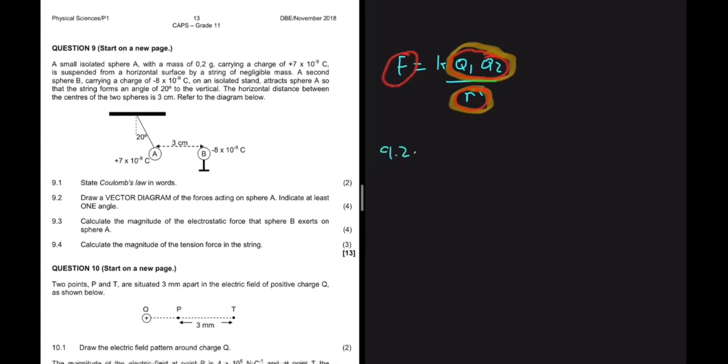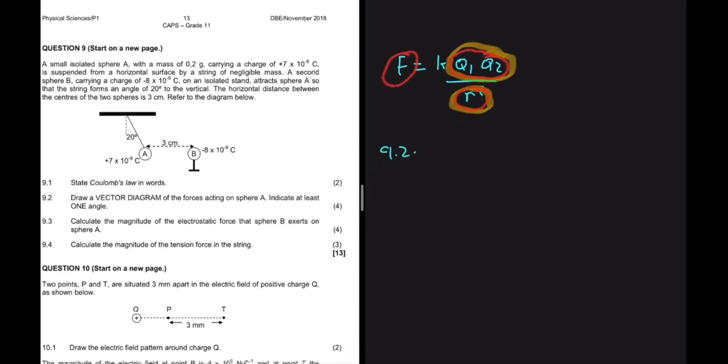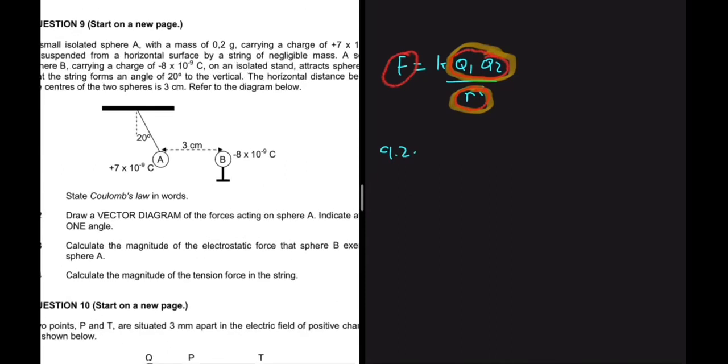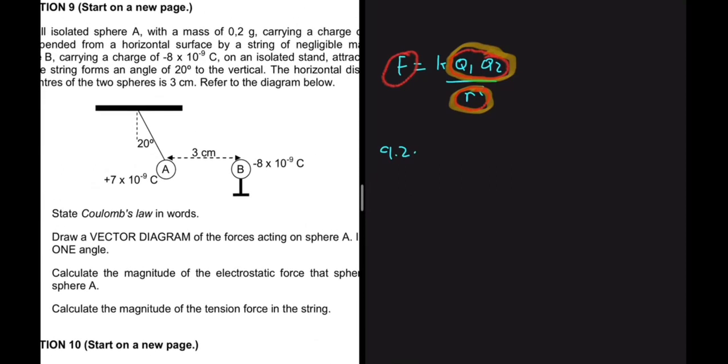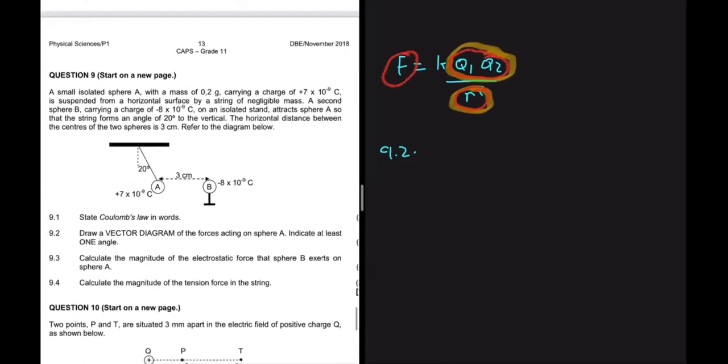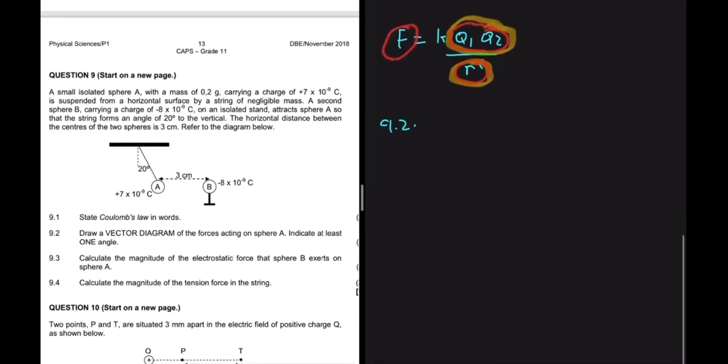9.2 is saying, let's draw a vector diagram of the forces acting on sphere A, indicate at least one angle. So let's look at sphere A, right? So sphere A is hanging from a string of negligible mass, right? And then is interacting with sphere B. So our sphere A here is positive, right? Here's the charge. And then sphere B is negative. Here's the charge, right? Minus 8 times 10 to the minus 9 coulombs.